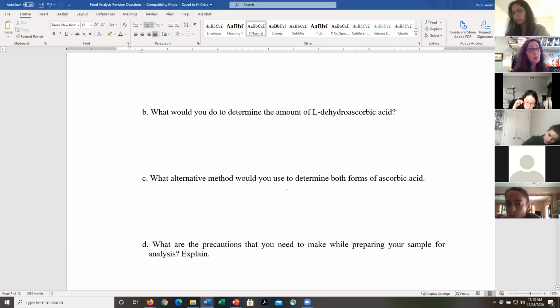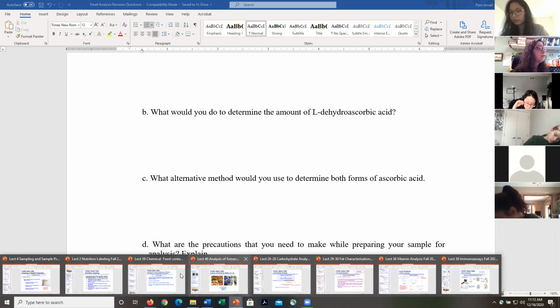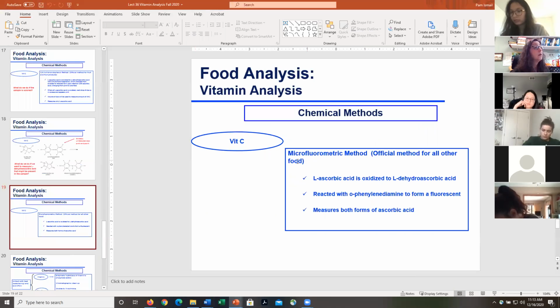The alternative method that you would use to determine both forms is the fluorescence method, the fluorometric method, which I explained here. You just say fluorometric method, L-ascorbic acid is oxidized to dehydroascorbic acid. So all of the ascorbic acid is in one form now. So you're measuring both forms. And you react with the reagent to form a fluorophore. OPA is the reagent. You just react it, you form a fluorescent product, and you measure fluorescence.